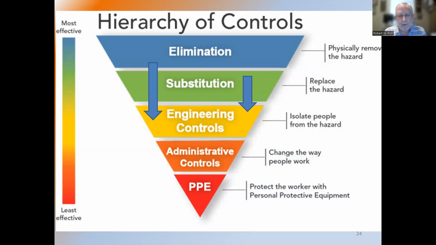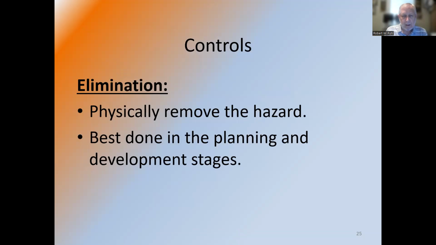Elimination: physically remove the hazard. Substitution: replace the hazard. Engineering controls: isolate people from the hazard. Administrative controls: change the way people work. And PPE, the last line of defense: protect the worker with PPE.